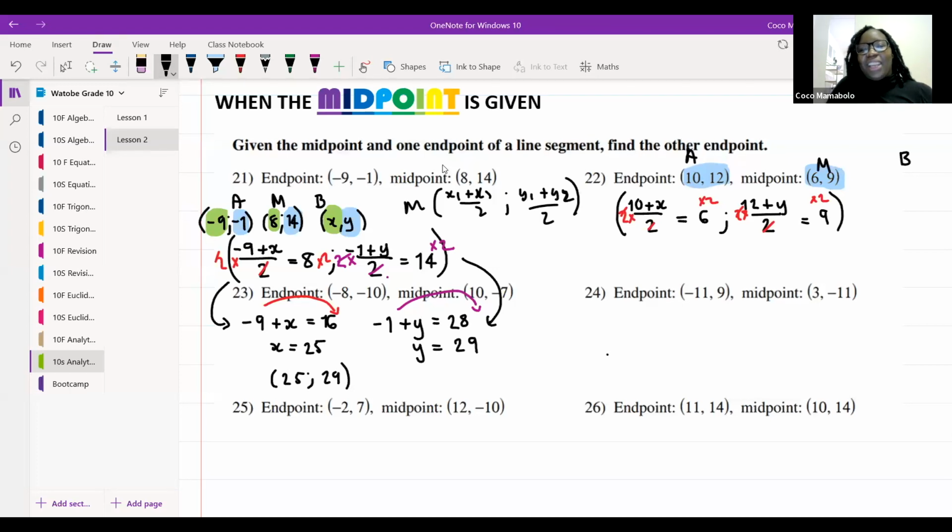All right, so I'm going to end up with 10 plus x is equal to 12. 6 times 2 is 12. And then on this side, I'm going to end up with 12 plus y is equal to 18. Solve for x and for y for me. X is equal to, I'm going to take 10 over and it will become minus 10. So x is equal to 2. And on this side, y will be equal to 18 minus 12. Therefore, y is equal to 6.